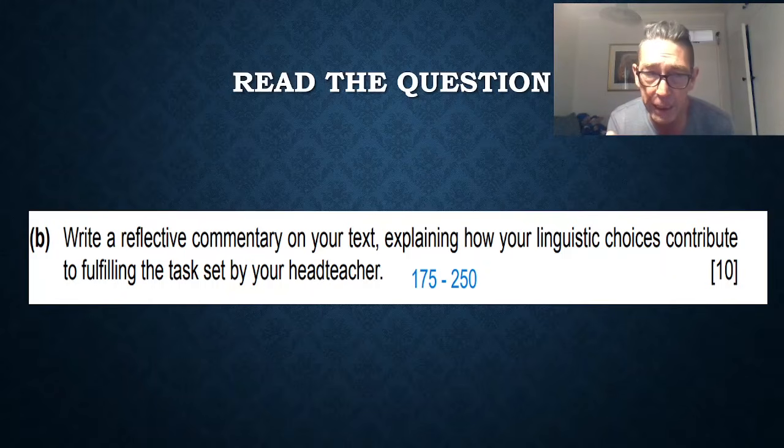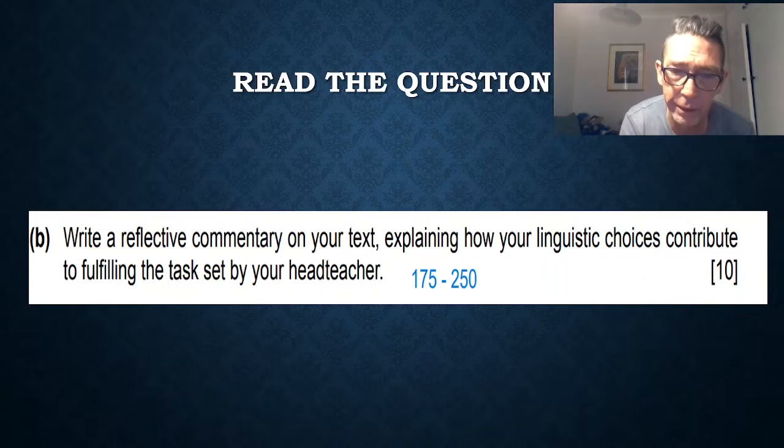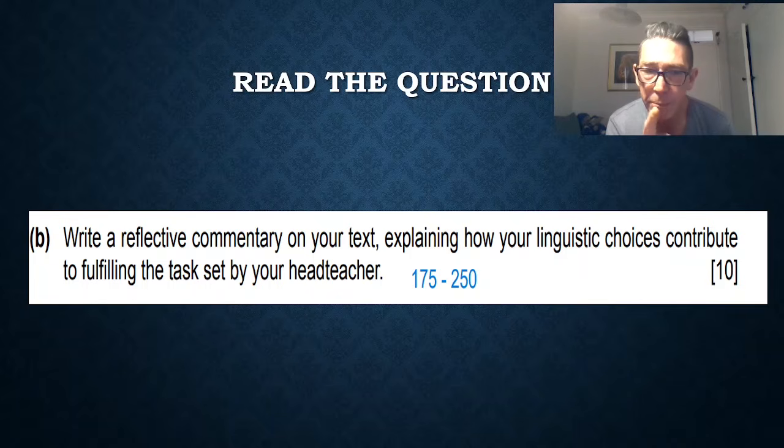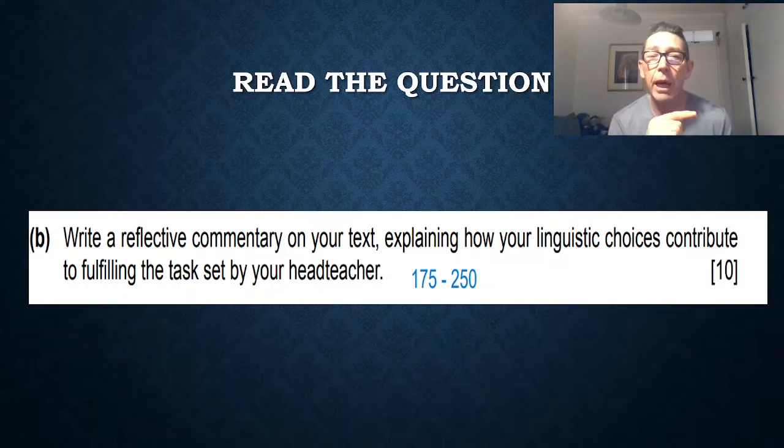So 1B says, write a reflective commentary on your text, explaining how your linguistic choices, words, your structural features, your language features, contribute to fulfilling the task set by your head teacher. And it's that set by your head teacher that is so important. All the questions will have a section here, and this is where you write about how did I achieve the task set by my head teacher. I achieved the task set by my head teacher by doing this.